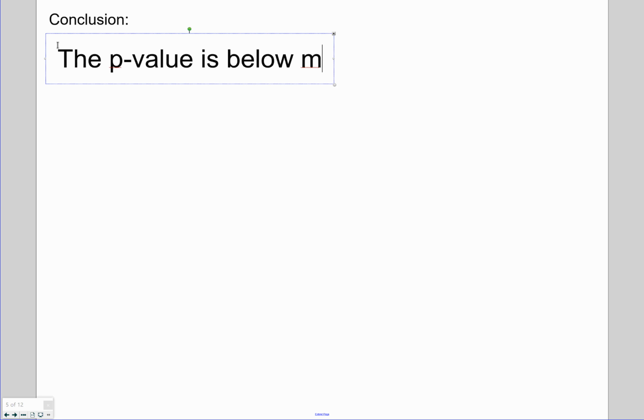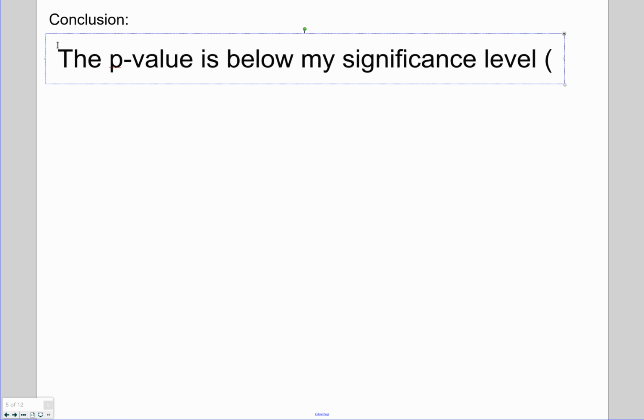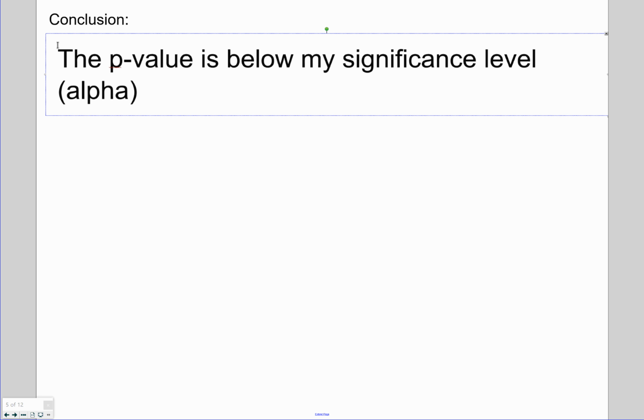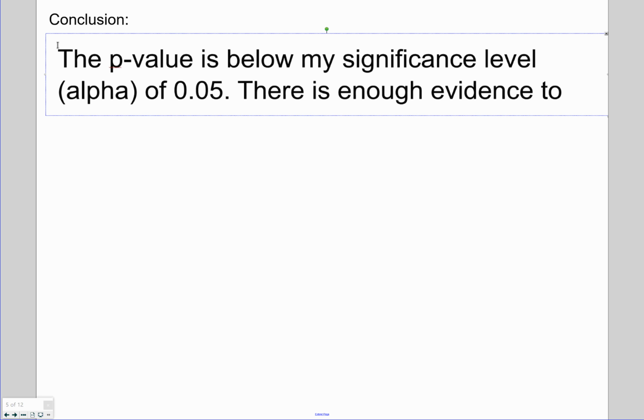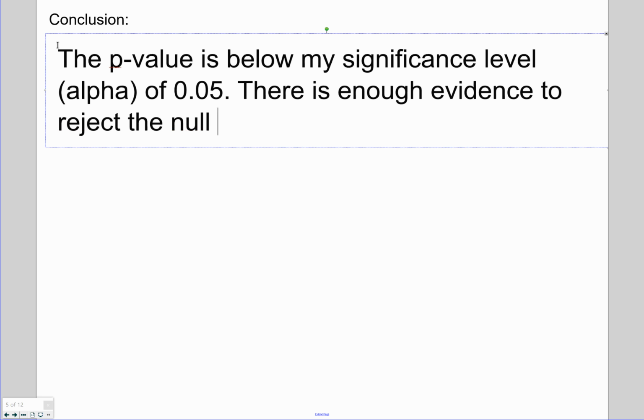Even before that, I want to mention something. What did I calculate? I calculated a p-value, right? The p-value is below my what? My significance level, or you can put alpha. There is enough evidence to do what? To reject the null hypothesis.